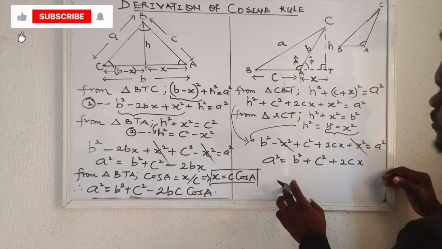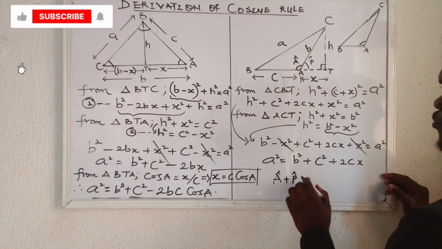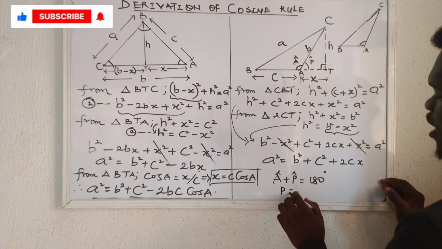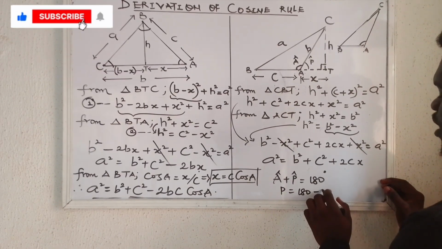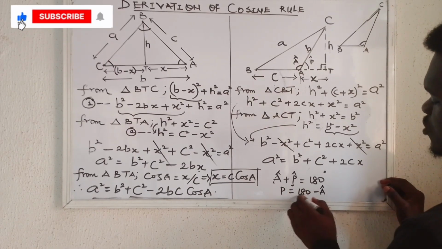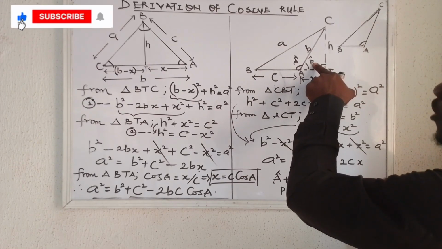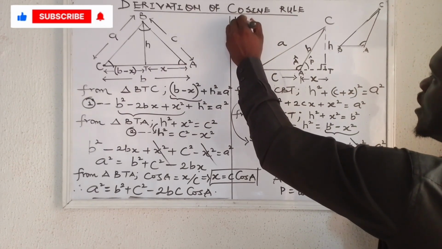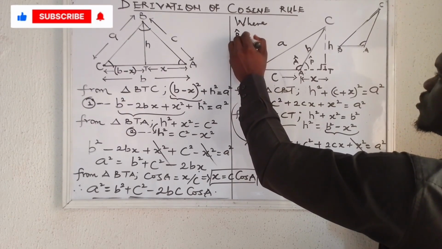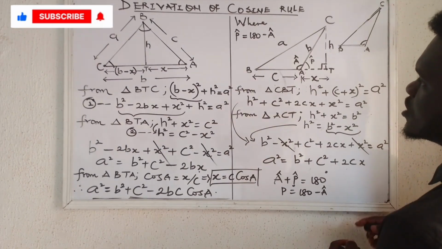180. So let me quickly do a little arithmetic down here. Which means that angle A plus angle P must be equal to 180 degrees. So if I'm making angle P the subject, angle P will be 180 minus angle A. So let's keep it in our mind that angle P equals 180 minus angle A. So yes, we know that now.